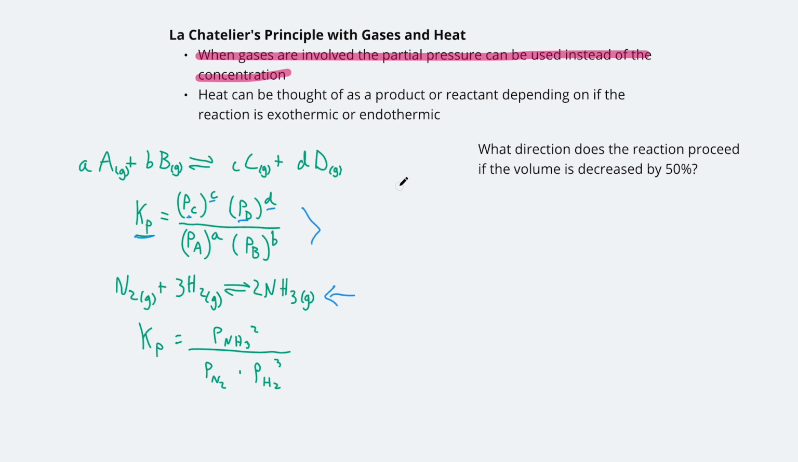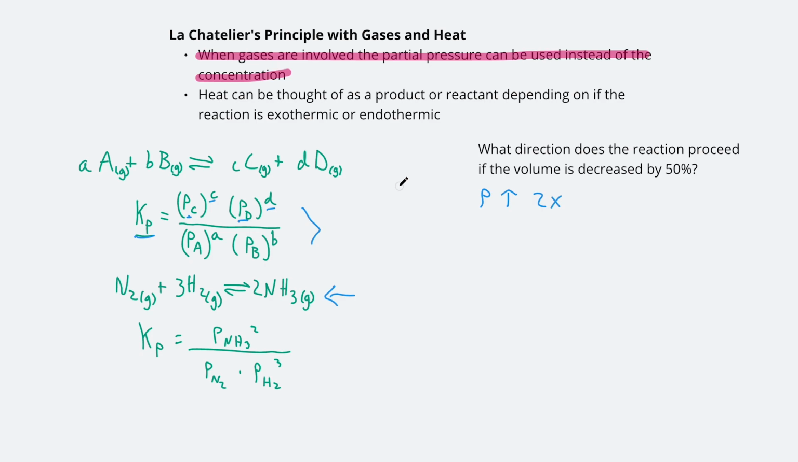On the right side, we're asked what direction will the reaction proceed if the volume is decreased by 50%. The very first thing you want to think about is that if volume decreases by 50%, then that means the pressure has gone up, and it has gone up by exactly 2 times. So we are dealing with double the pressure. Anytime the pressure goes up in a system, the reaction is going to proceed in the direction that lowers that pressure. And the way it does that is by proceeding in the direction that creates less moles of gas.